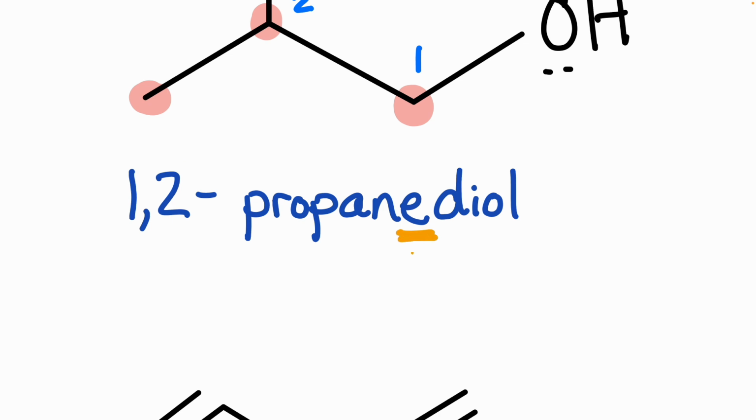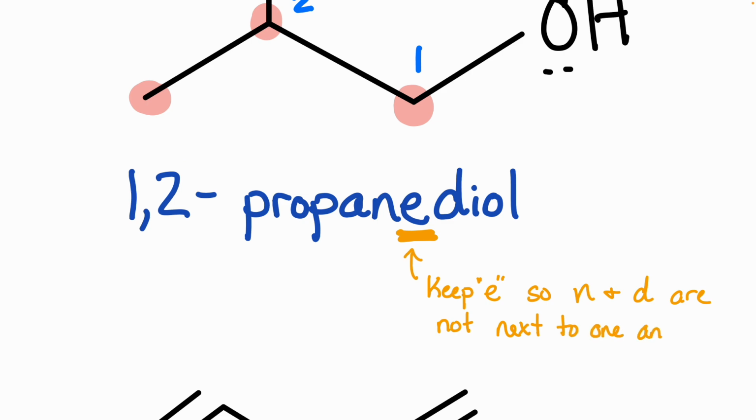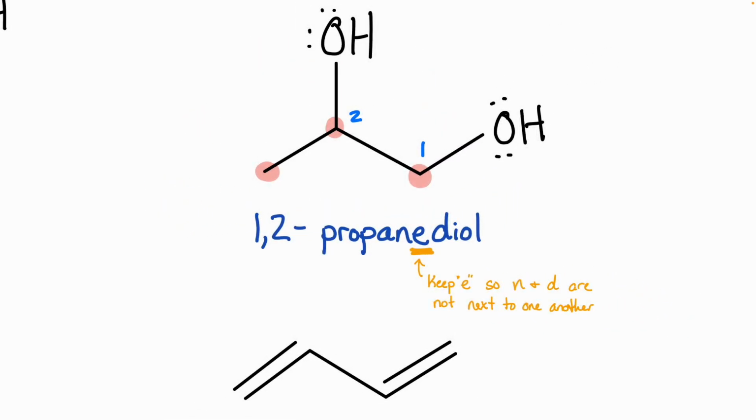Okay, and we're just going to make a note. We're going to keep that E, so the N and D are not next to each other. So we have this, again, our 3 carbons is the prop. We still have that AN in there to indicate that we have all single bonds, but now we've kept that E so that when we make that diol ending, we don't run 2 consonants together.